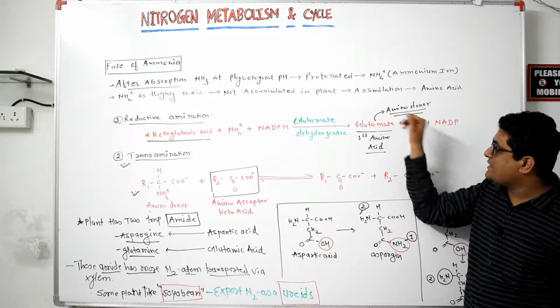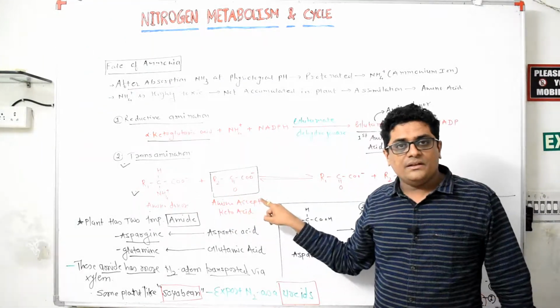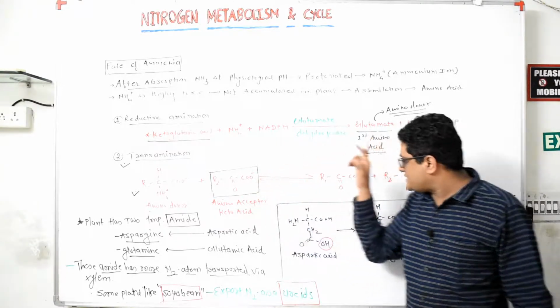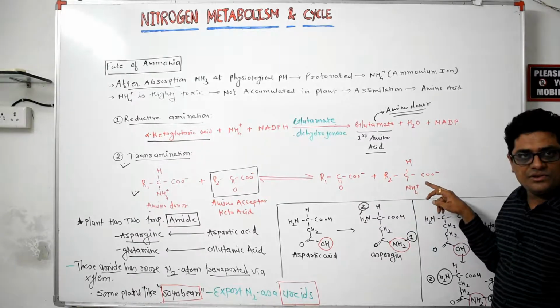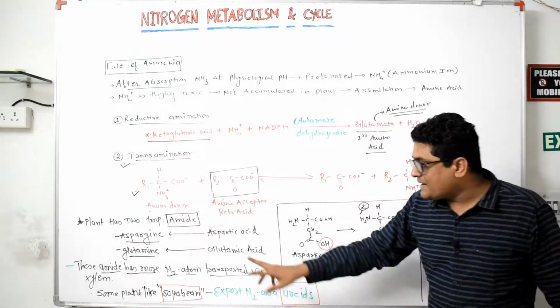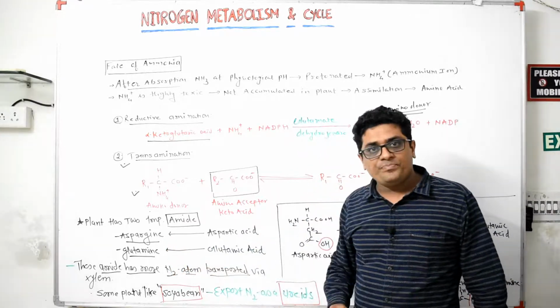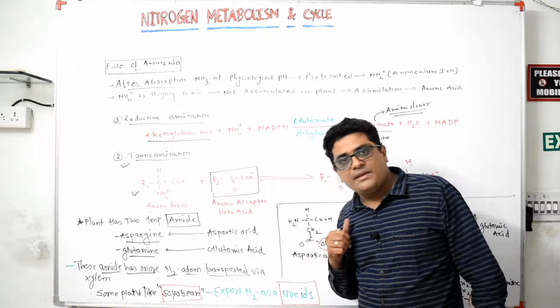Now this glutamate is the amino donor. It donates the amino group to the other keto acid, and this keto acid forms another amino acid. This step is called transamination. In plants, there are two main important amides, asparagine and glutamine. They are synthesized from aspartic acid and glutamic acid.